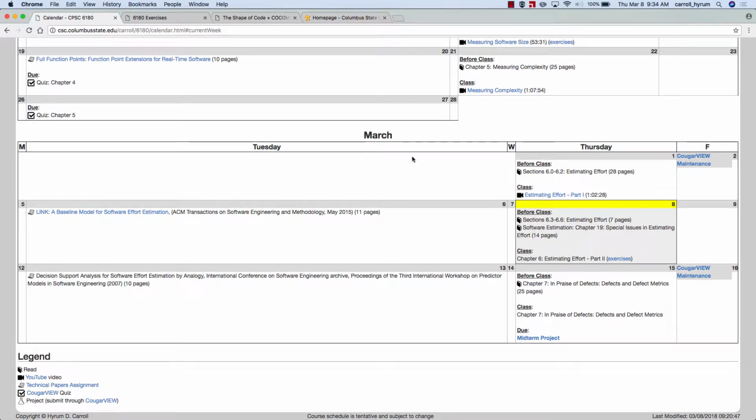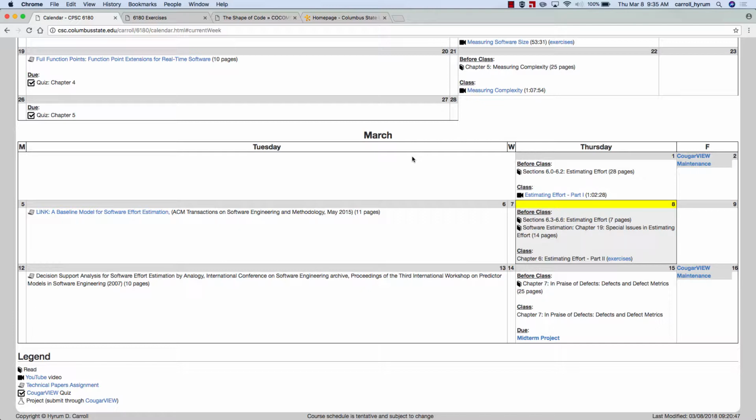All right, welcome to another exciting day of software estimation and measurement. We're going to continue on today with estimating effort and build off of what we talked about last time.